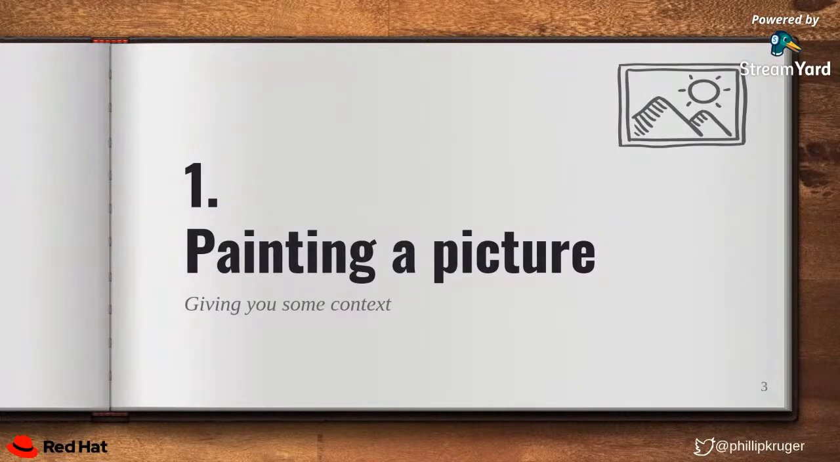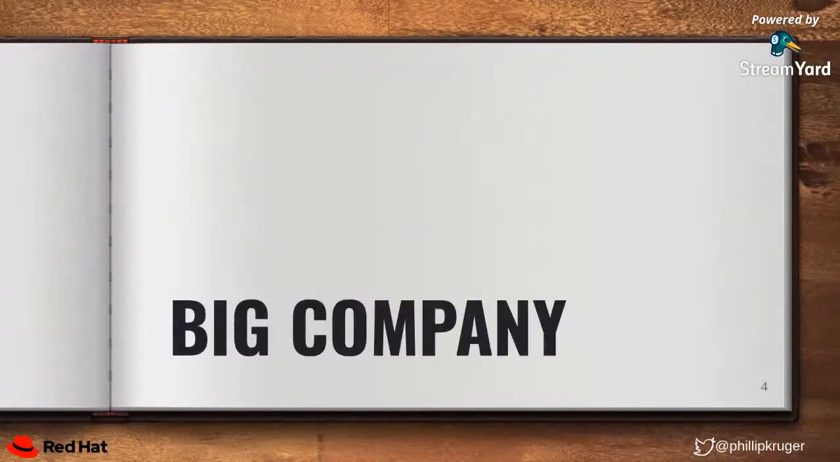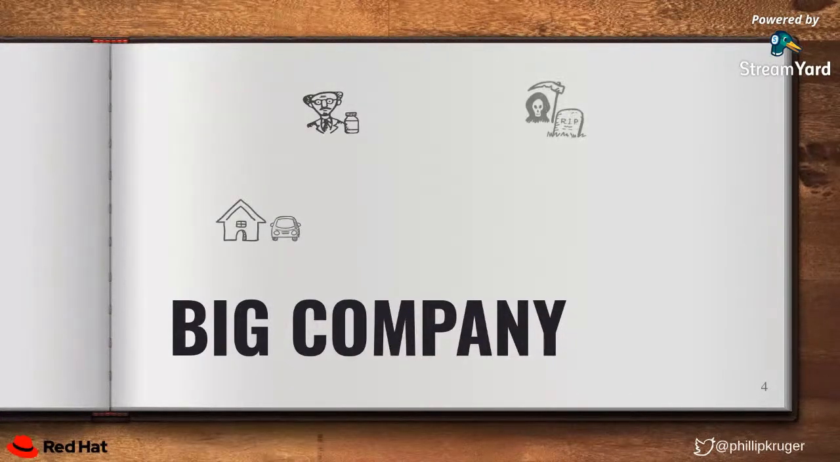All right, so let's start with painting a picture or giving you some context. A few years ago, I was working at a big company, a big insurance company, and we did all sorts of insurance. We did short-term insurance, so insuring your car and your house and your TV and whatnot. We did health insurance, so when you get sick, you have to go to the hospital, they'll help pay. Life insurance, so if you die or somebody dies, it gets paid out.